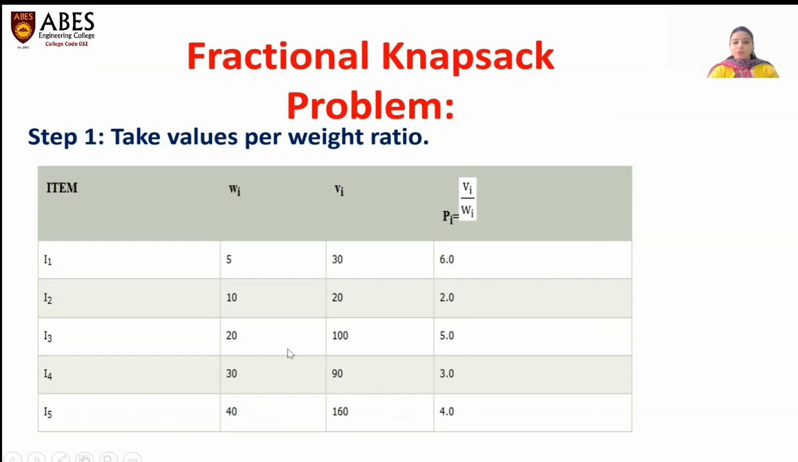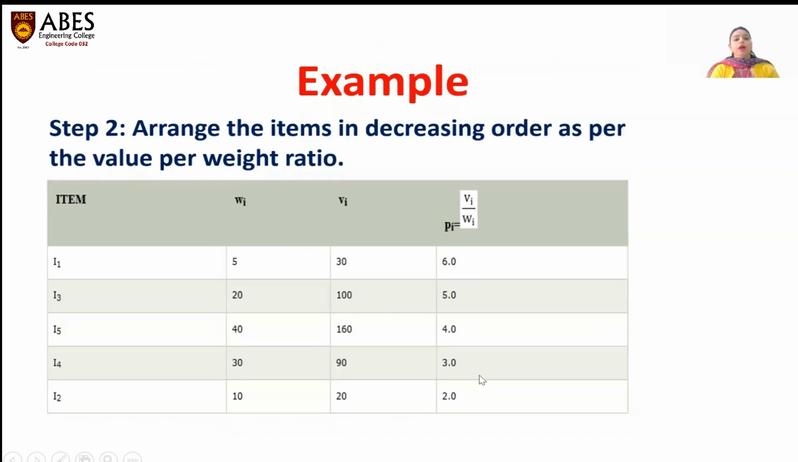Now we'll arrange this table in descending order of Pi. We have arranged the values in decreasing order of the value per weight ratio. We'll pick the items in this particular order. First of all, we pick item I1, as it has a ratio of 6 and a weight of 5. So it can be easily added to the knapsack having a capacity of 60 kg. Till now, we have a capacity of 55 left that is to be filled.